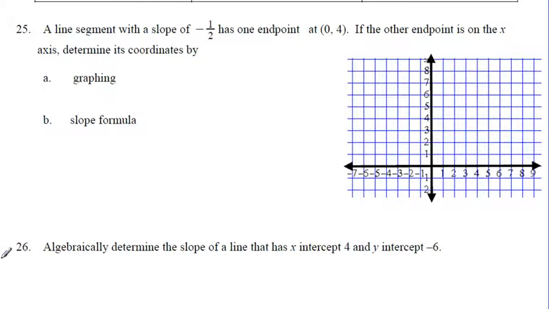A line segment with slope negative 1/2 has one endpoint at 0, 4. If the other endpoint is on the x-axis. Okay, so you've got to think about this, right? The reason you do homework.